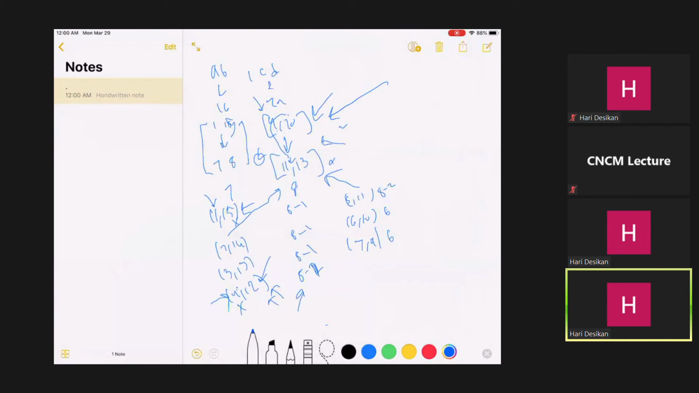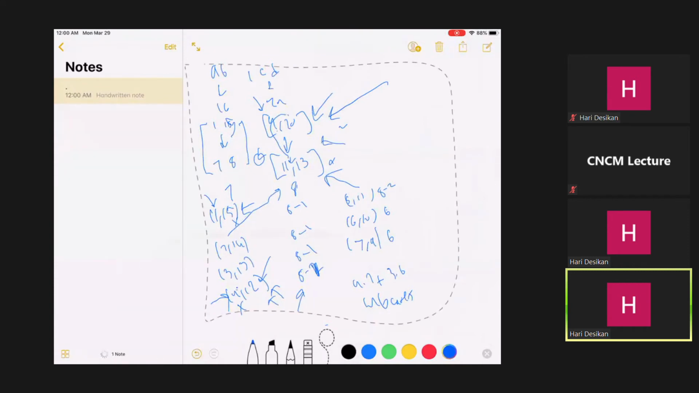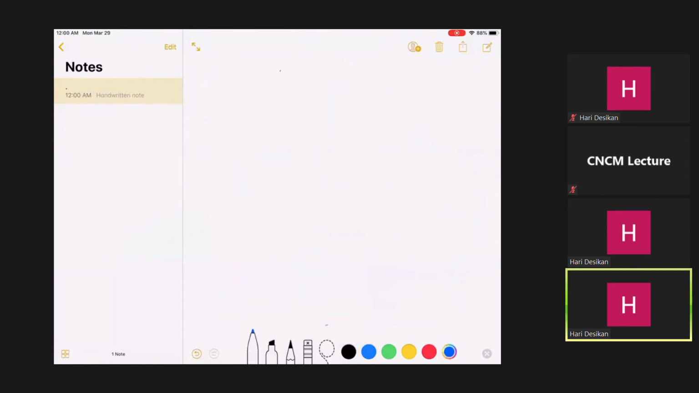So this is actually 8 minus 1. And so we end up getting 4 7s: 4 times 7 plus 3 times 6. 18 plus 28, that's 46. So we have 46 cases here. So remember, in case 1, we had 46 cases.